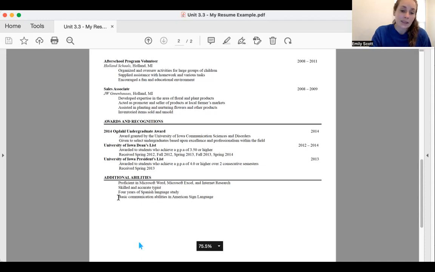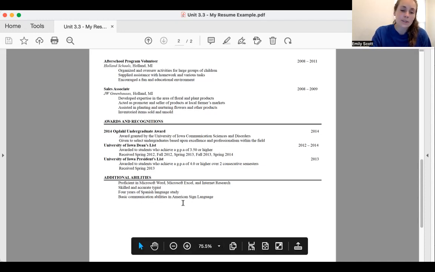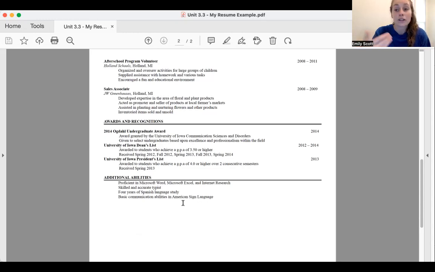Personally, I might even leave that off. I don't think many of these programs care that I'm proficient in Microsoft Word, but maybe something about 4 years of Spanish study or basic communication in American Sign Language. Those are a little bit more relevant for our field.